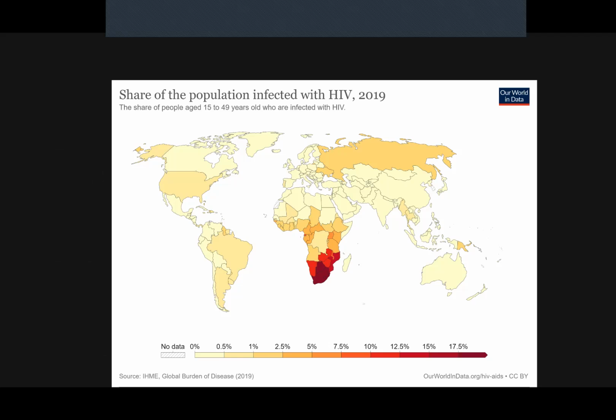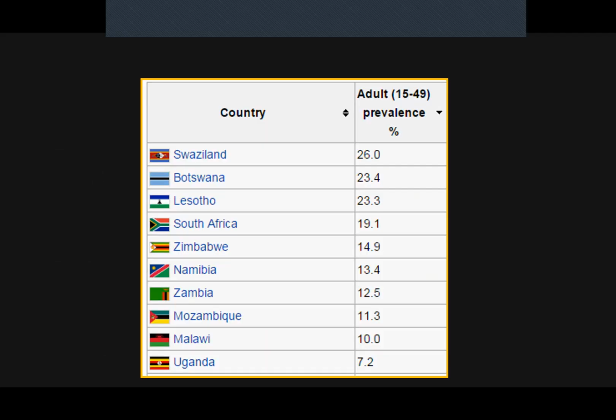This shows the share of your population of people 15 to 49 that are infected with HIV. And you can see the southern part of Africa is kind of ground zero for this. Most of those are above 10% and can go all the way up to 25% of their adult population. And here's prevalence rate by country. Like I said, almost 25% in places like Swaziland, Botswana, Lesotho, etc. So very high rates in Southern Africa.